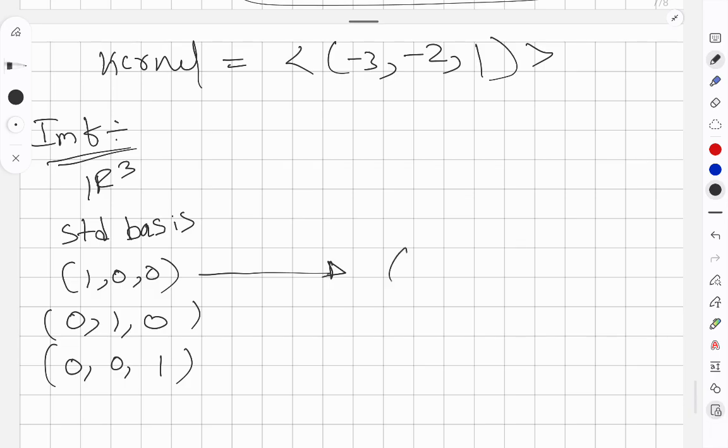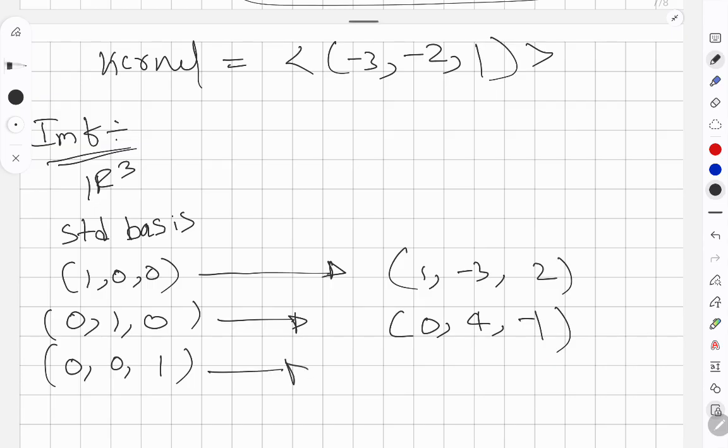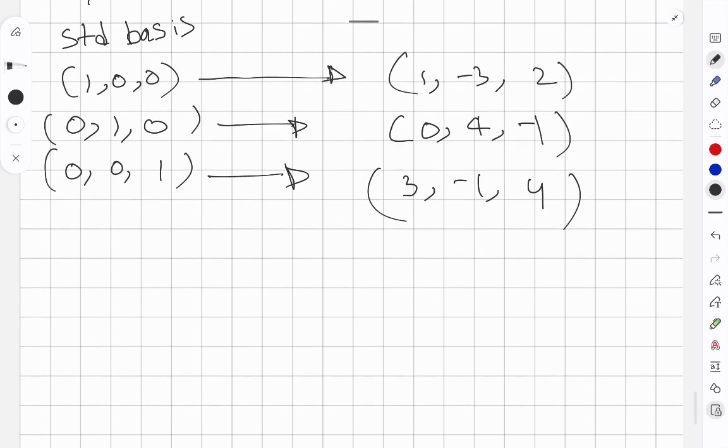for the first one you will get (1, -3, 2). And for the second, if you put it over here, you will get (0, 4, -1), and for the third one you get (3, -1, 4). Did you understand how? You just substitute x equals 1 here and so on.